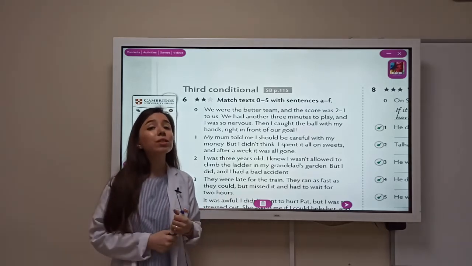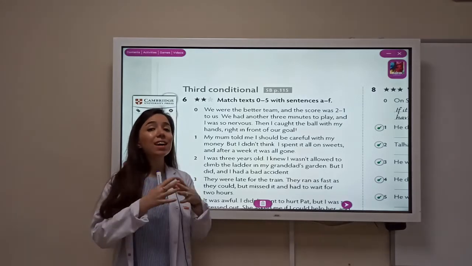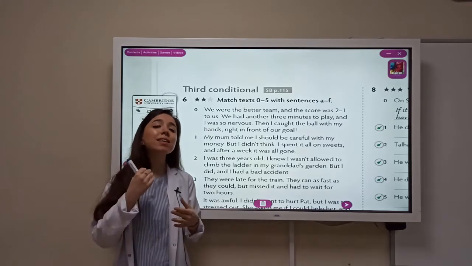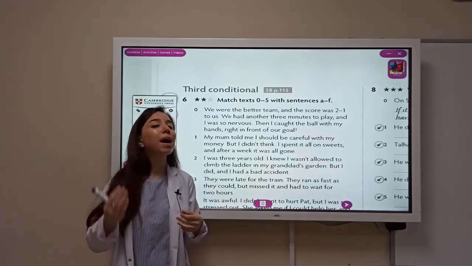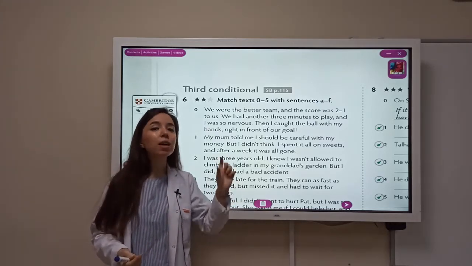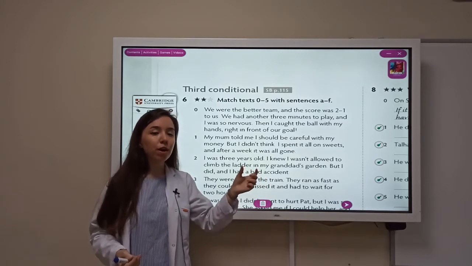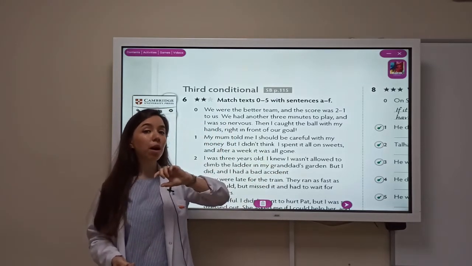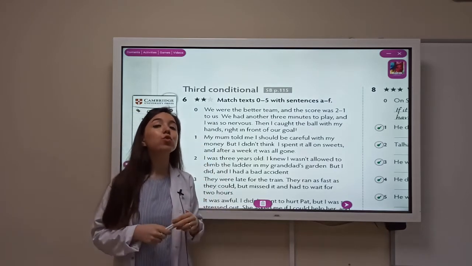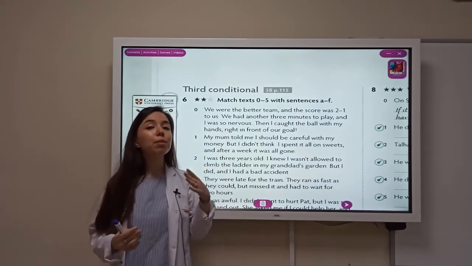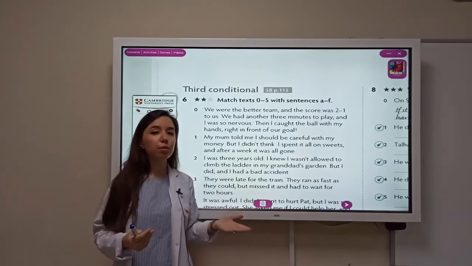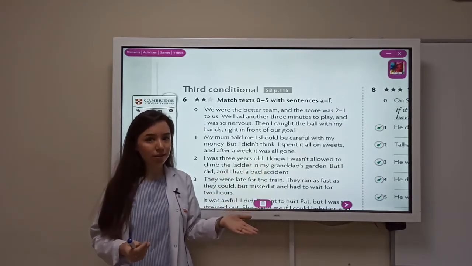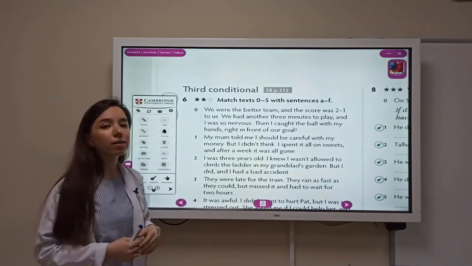So what is the structure of making a third conditional? In the if clause, we use if plus past perfect, which means had plus the past participle form of the verb. If I had $1 million. And in the second part, the result clause, we use would or would not plus have plus the past participle form of the verb. I would have done this. I wouldn't have done this. Yes? Okay, let's hear. We will understand it better.